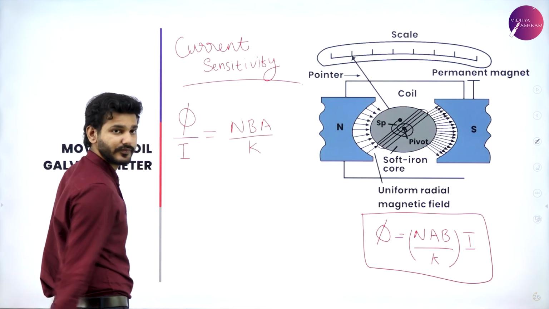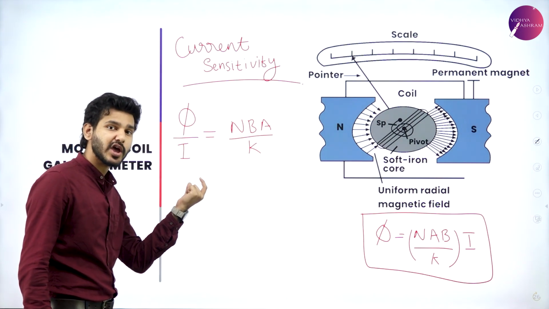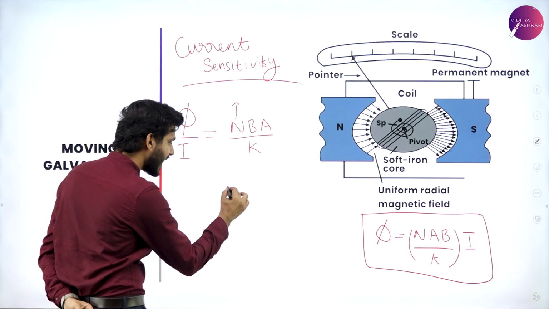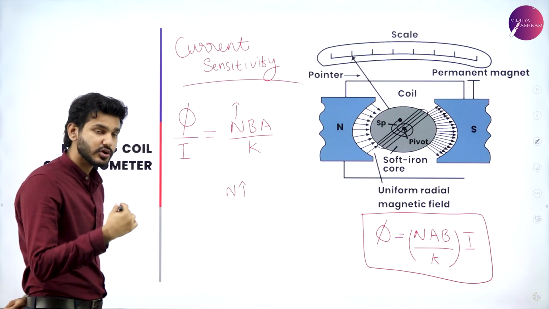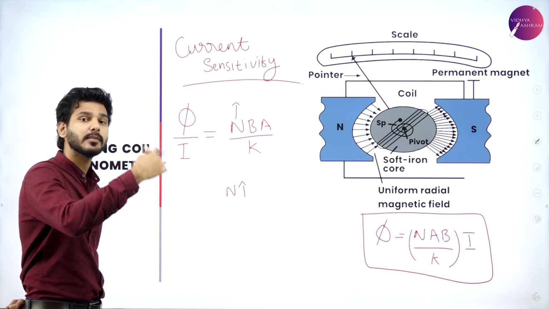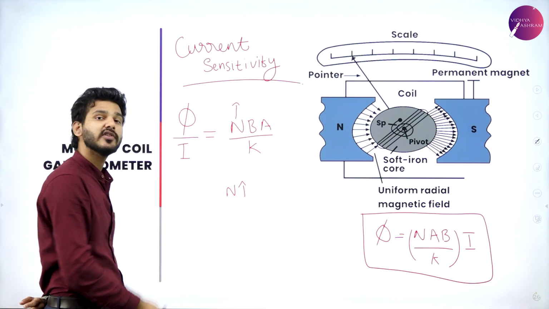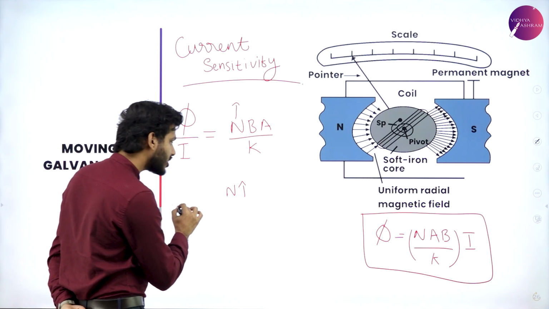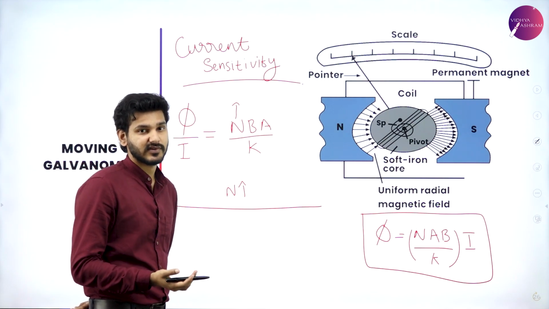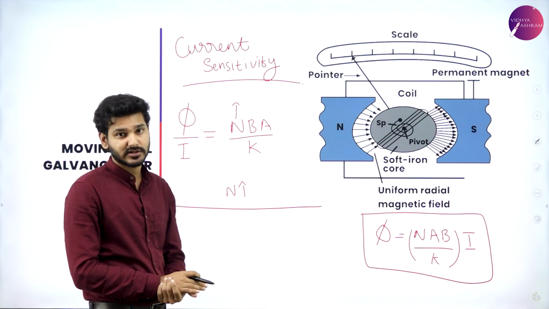will be equal to NBA divided by K. That is, if you want to detect even small amounts of current, the only thing you have to do is increase the number of turns. That is, the N value should be increased so that we can detect even small amounts of electric current. As the number of turns increases, we can increase the sensitivity of a moving coil galvanometer. So this is for current sensitivity, but can we do it for voltage sensitivity? Can we increase the voltage sensitivity of a moving coil galvanometer?